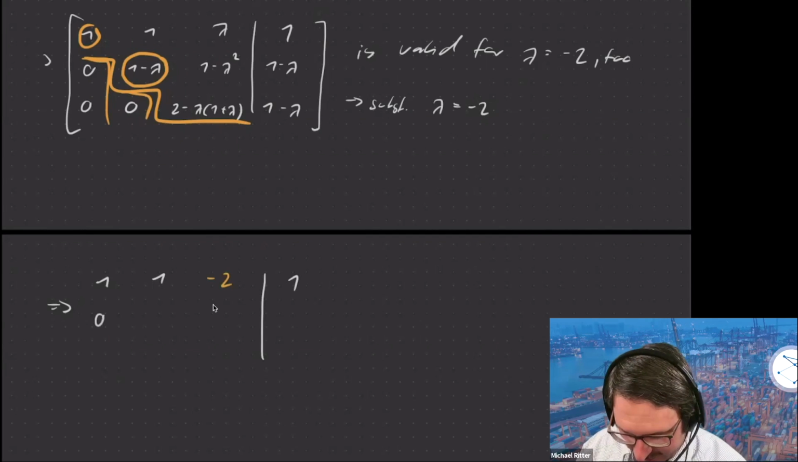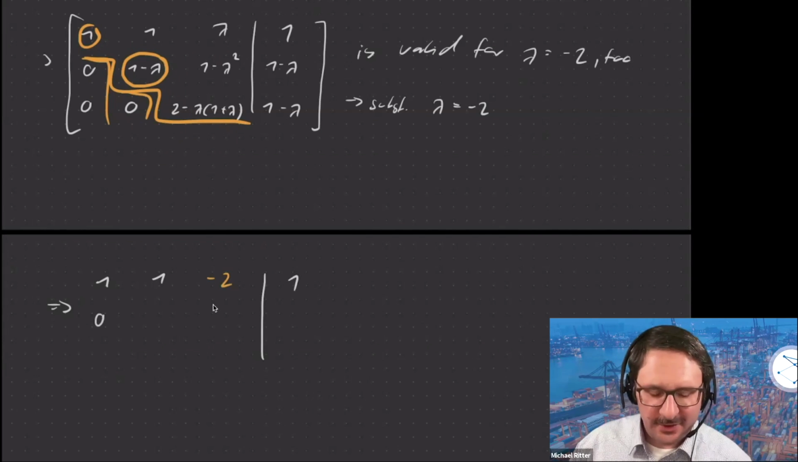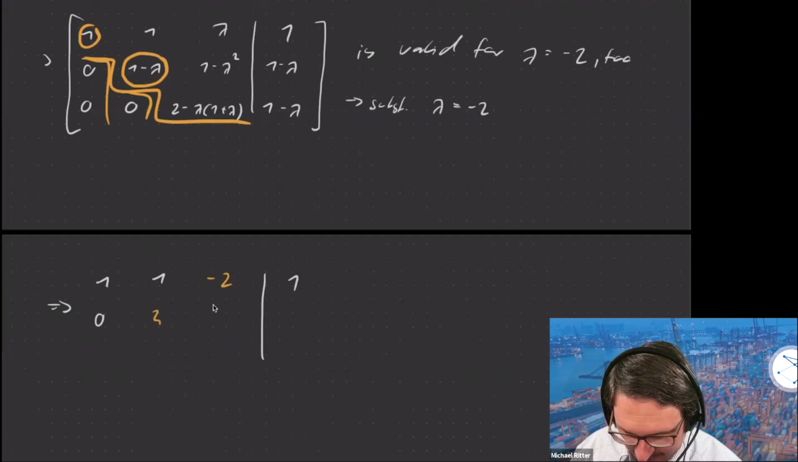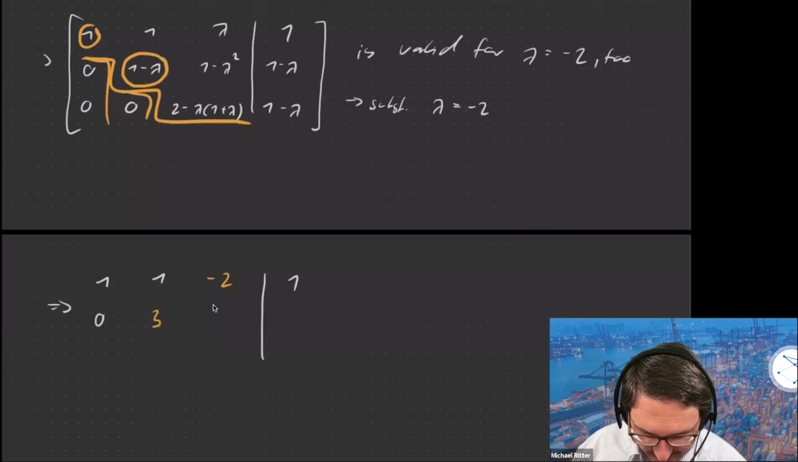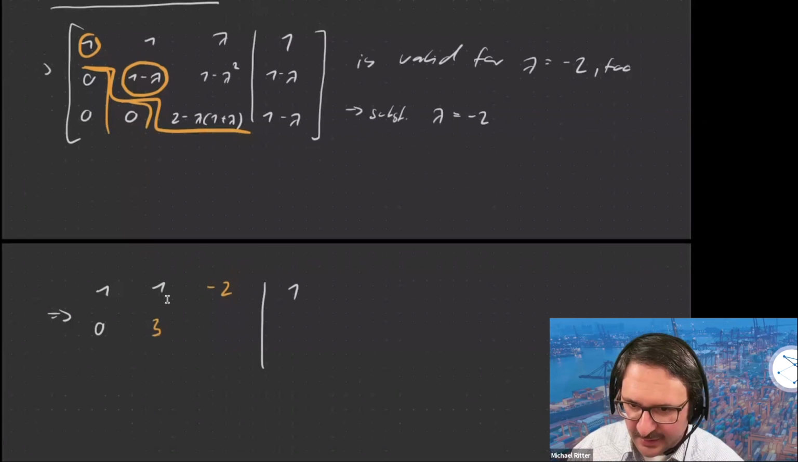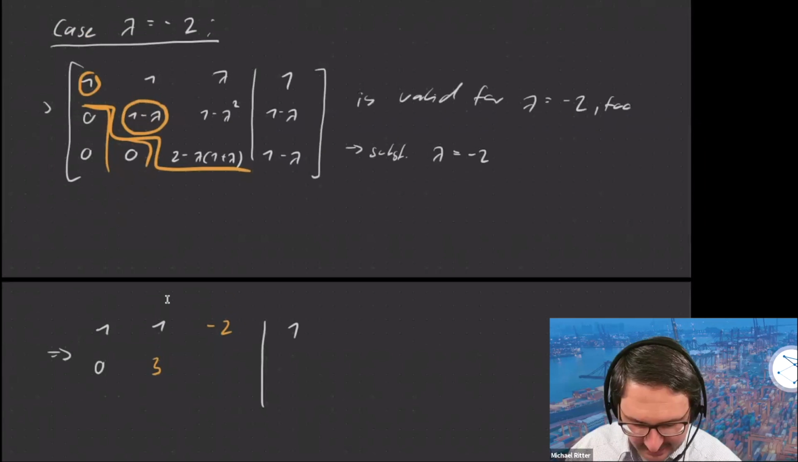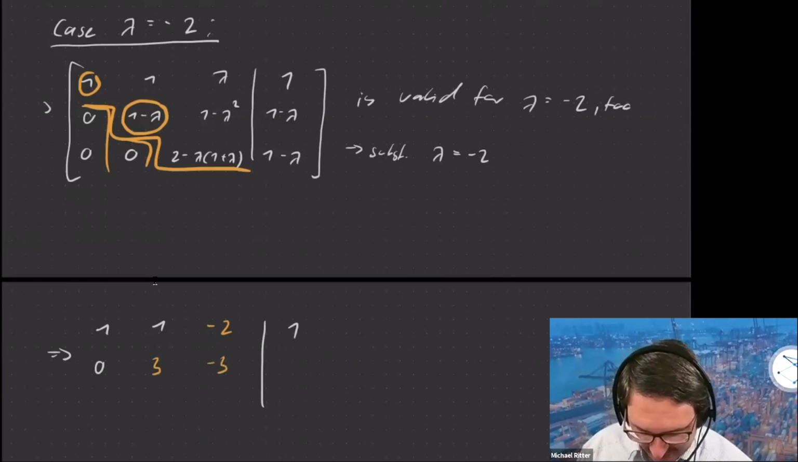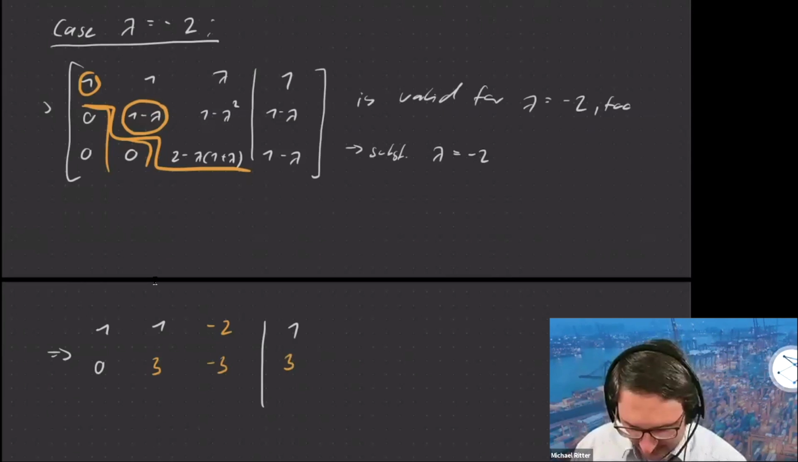Then we have 0, 1 minus lambda. So that's 1 plus 2, actually. That's 3. Lambda squared is 4. So yeah, 1 minus 4, that's -3, sorry. And the right-hand side is 1 minus lambda, so that's 3 again.